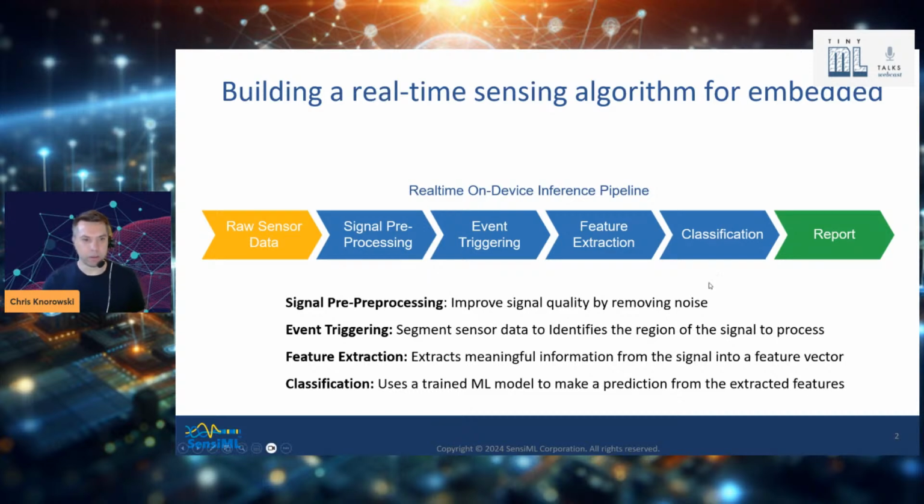So some of the important parts about the event triggering and the feature extraction is it helps us to reduce false positives and class confusion. The event triggering can be really important for preventing the classifier and the feature extractors from running unnecessarily, so you can reduce the power. And then if you have really good features in your model, you can reduce the classifier complexity quite a bit. And reducing the complexity is going to lead to lower latency and lower memory requirements for your model.